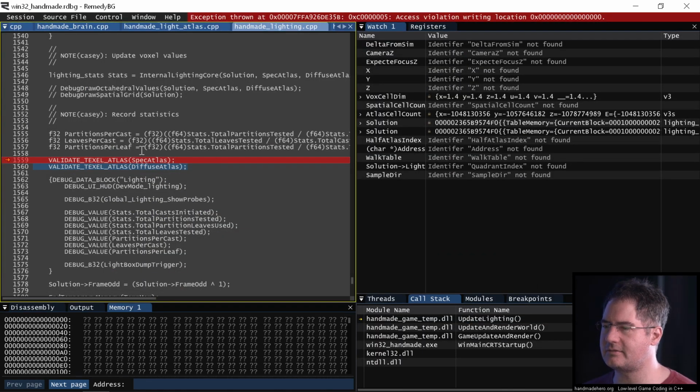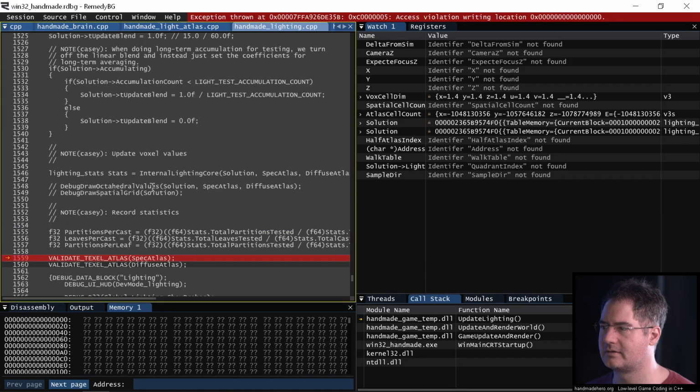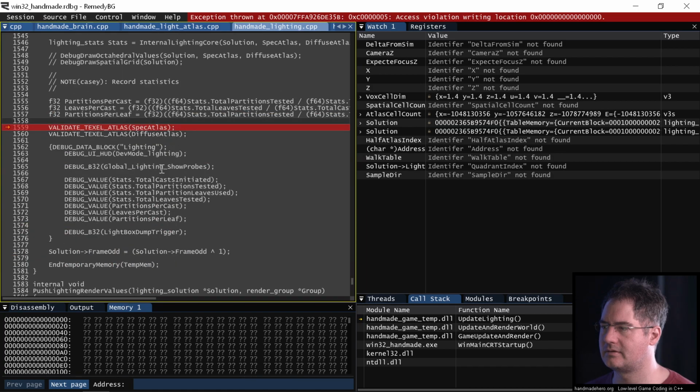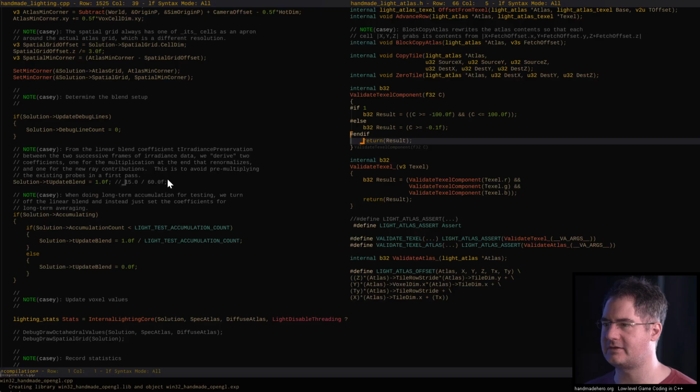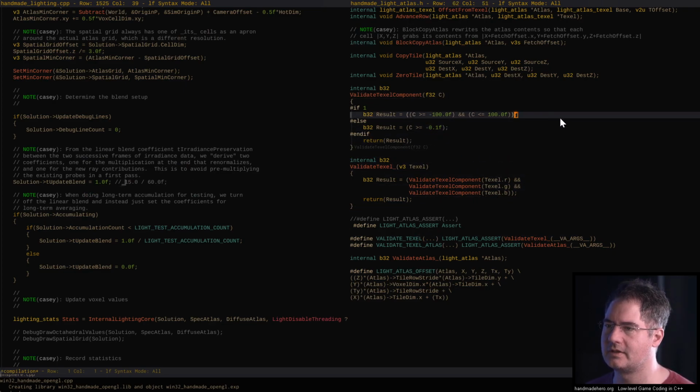So you get out of bounds values right away. And it's from the raycast, because it can't be from the copy since the copy validates on either end. Right. So you get out of bounds light values right away. And again, we really don't have any idea why that would be.